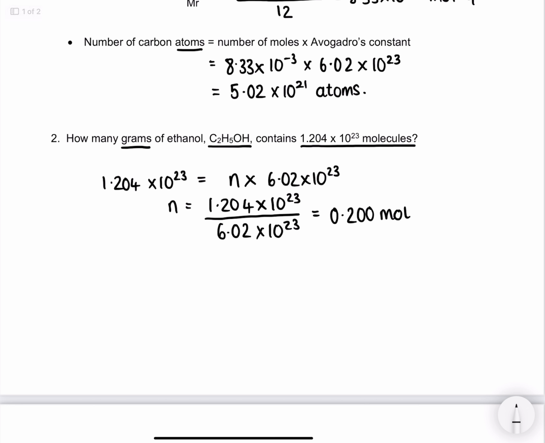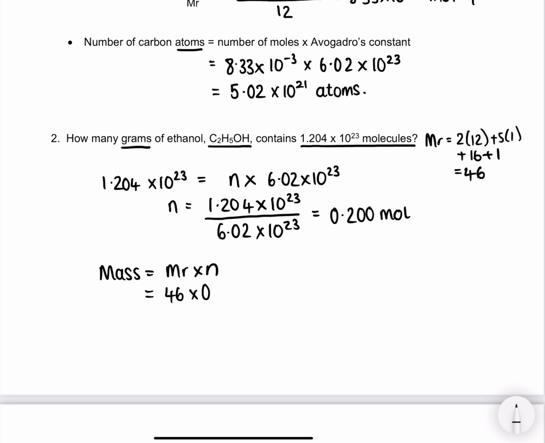Now, we want to calculate grams, which is a mass measurement, and mass is Mr times moles. So we need to add up the Mr of ethanol. So if we just do that over here, we've got 2 carbons at 12, 5 hydrogens at 1, an oxygen and an extra hydrogen. That's 46. Again, you can use your calculator to do that. So we're doing 46 times by 0.2, 9.2 grams.